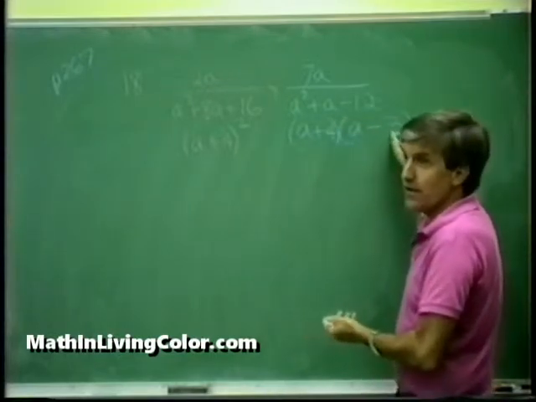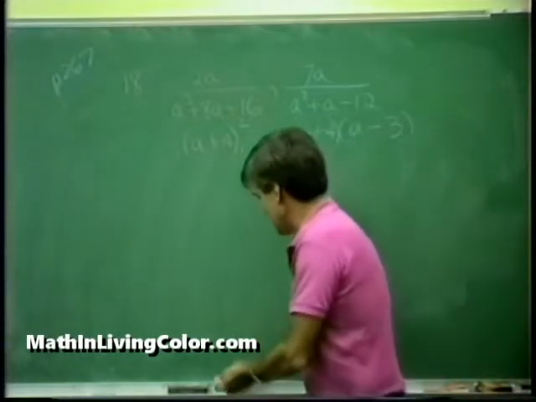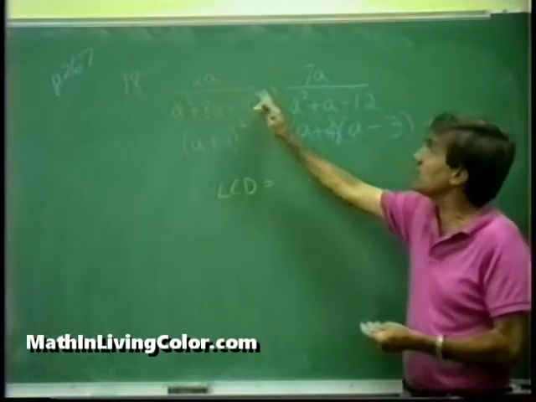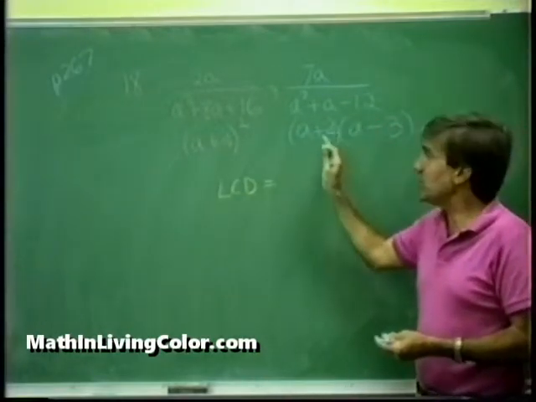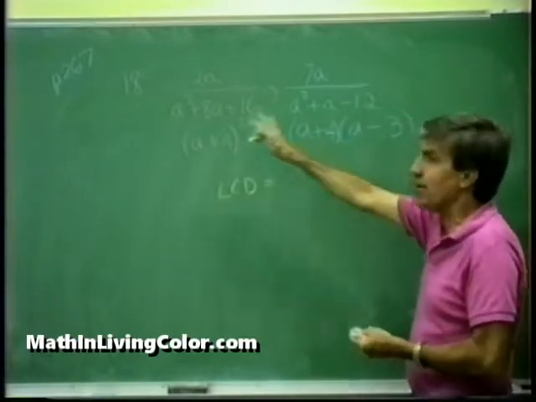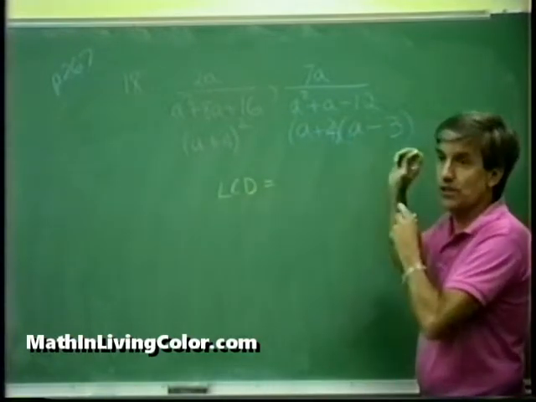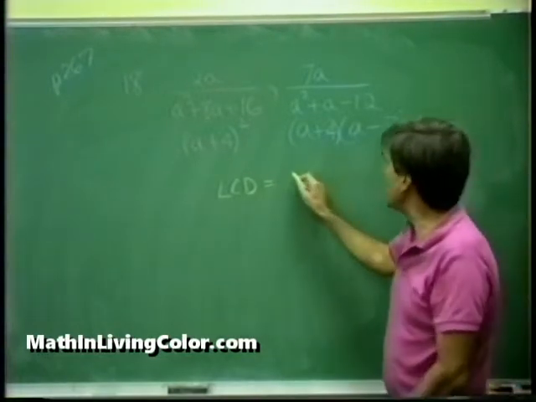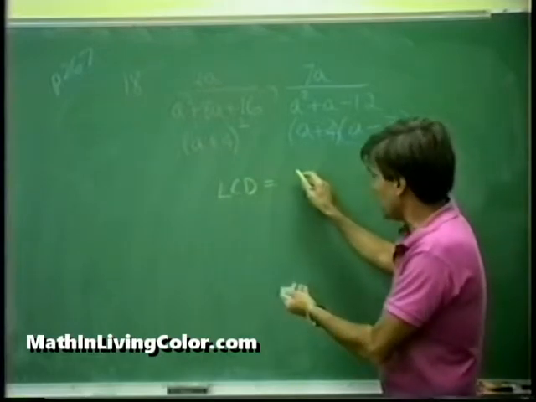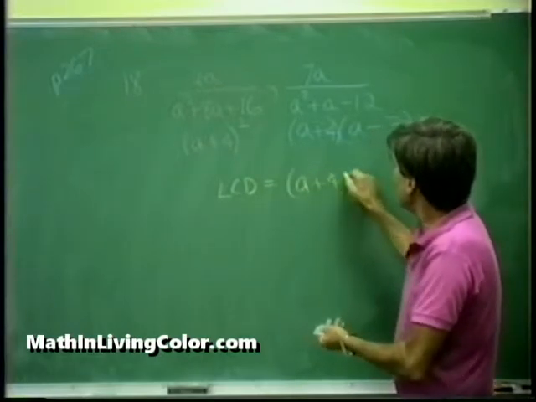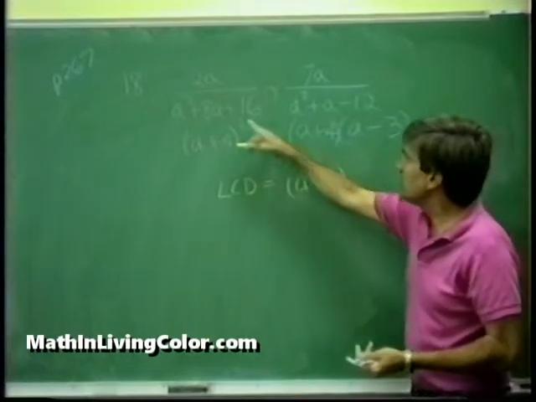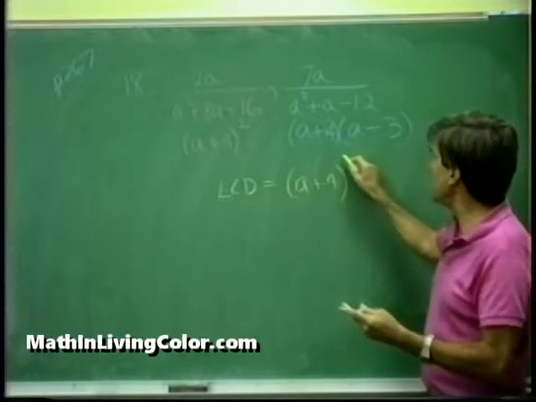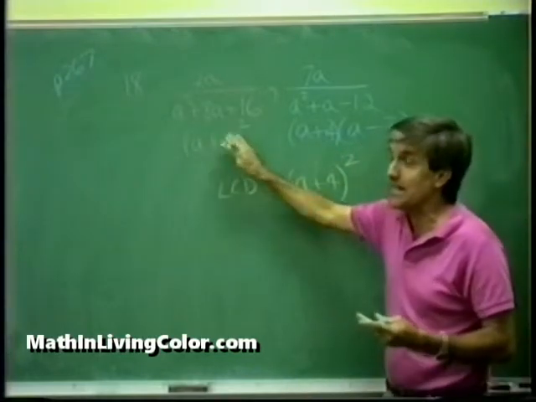Okay? Now, what is the LCD? Remember now, the LCD is going to have all the factors of every denominator. And if there's an a plus 4 in more than one denominator, what power do we use? The highest power, right? So in our common denominator, are we going to have an a plus 4 raised to the first, the second, or the third power? Second. The second power, because all we take is the highest power of any given factor.